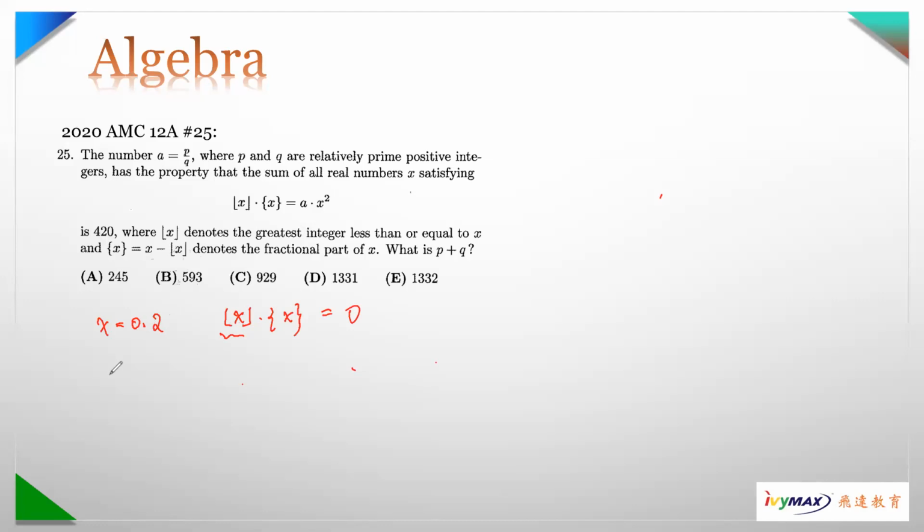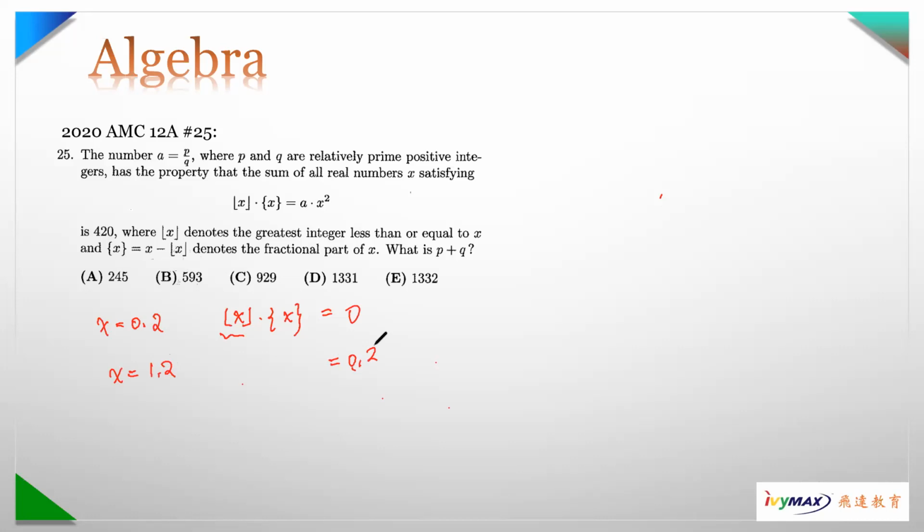And then we try the other example. What about if I take x between 1 and 2, let's say 1.2? So in that case, the floor function is 1, and the second part is 0.2. So the result is 0.2. So they have a value now, okay?